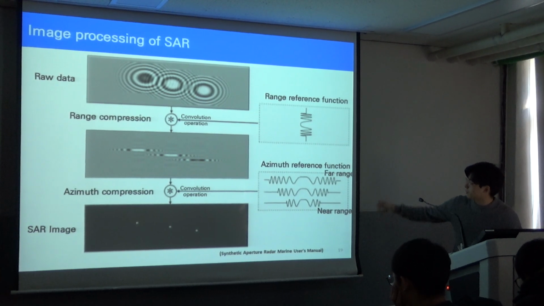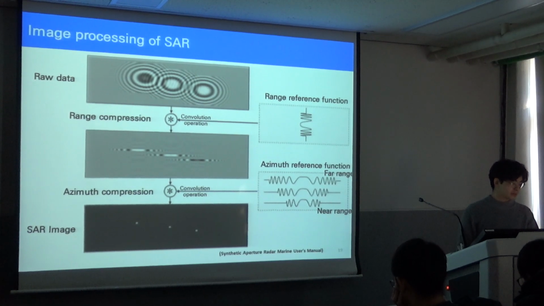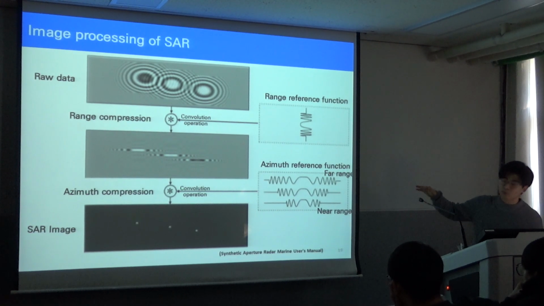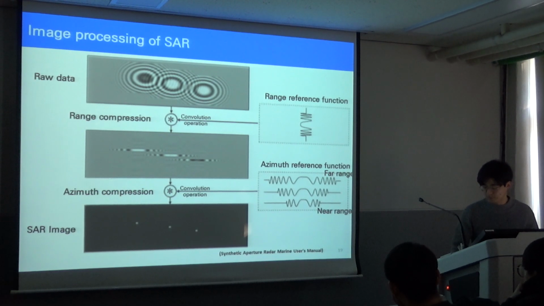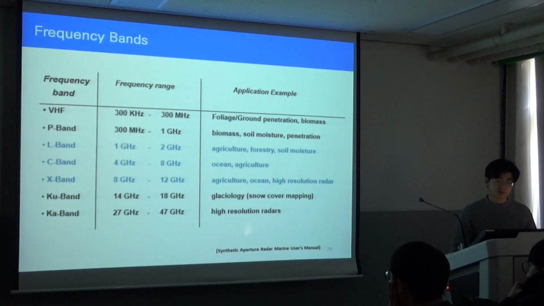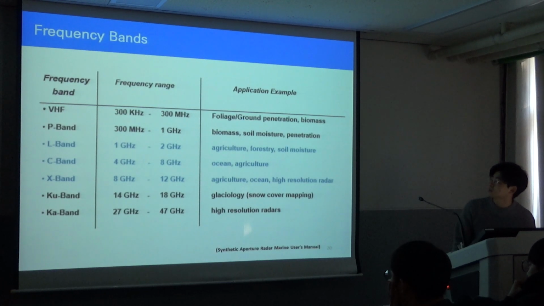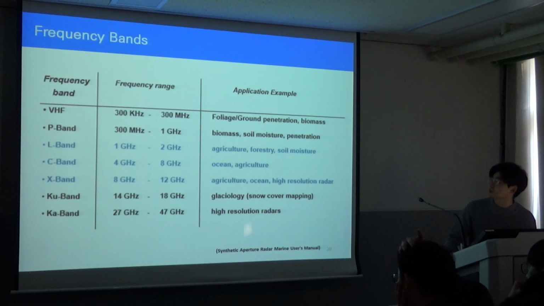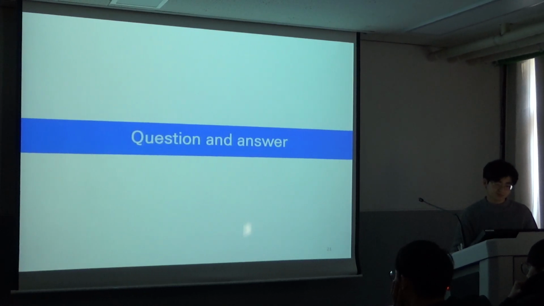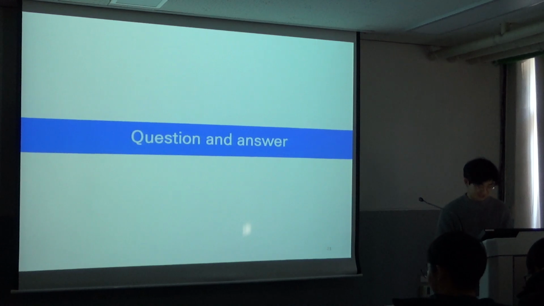And also I mentioned far range and near range. The terrain illuminated nearest to the aircraft in the line of sight is called the near range. And the farthest point of terrain illuminated by the pulse of energy is called the far range. And there are the frequency bands of SAR. Mainly they use the C band and the P band, anything else. Finish. Question and answer.